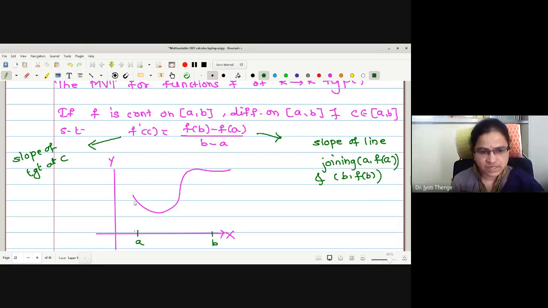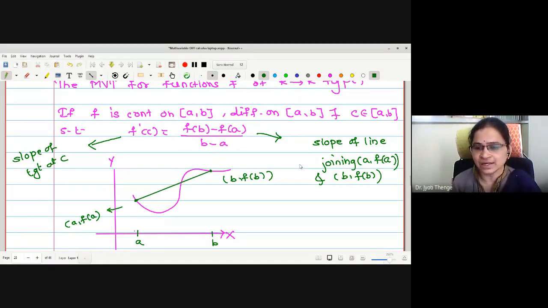Parallel lines. Yes, those are the parallel lines. Therefore, let me just mark the point A, f of A, somewhere here it is, and say B, f of B, somewhere here it is. This is the point B, f of B, and this is the point A, f of A. Therefore, this I will just join by a straight line.